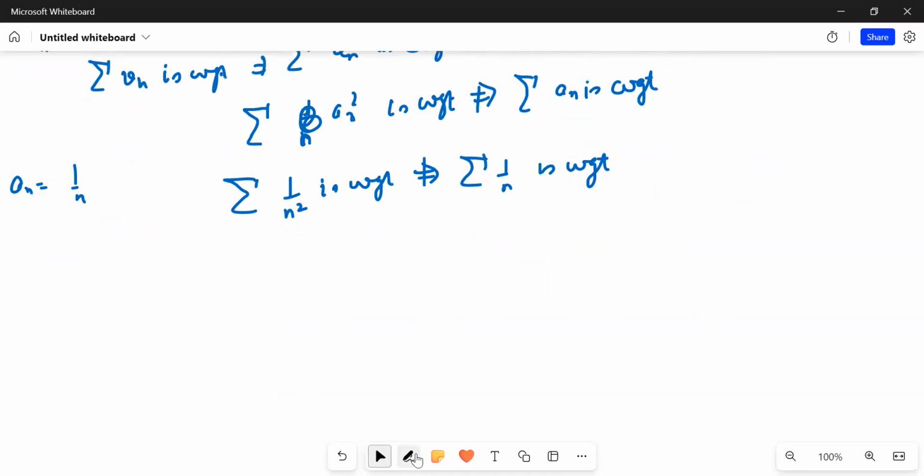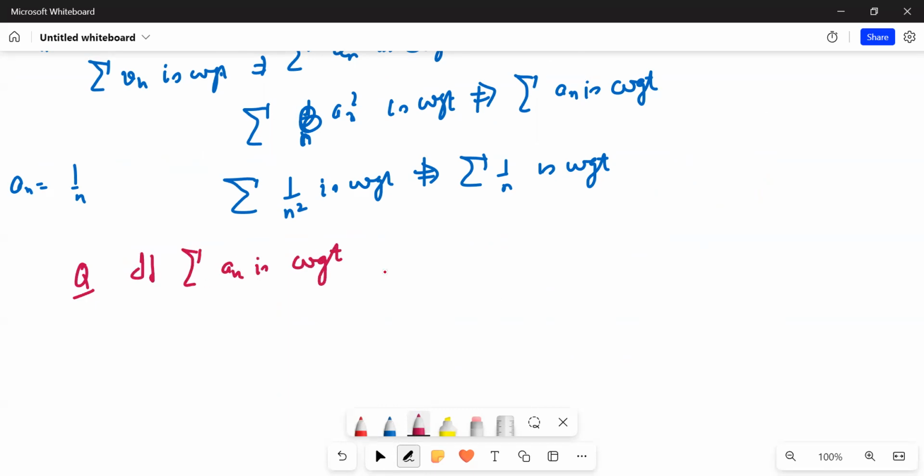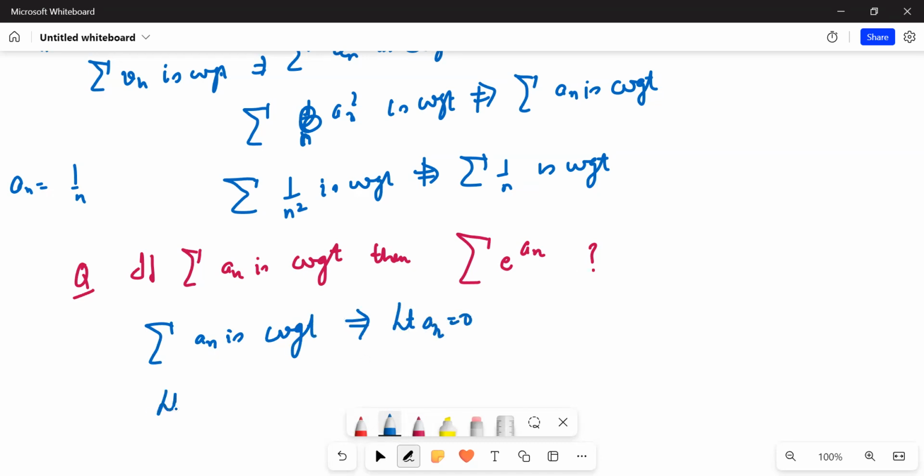Okay, this is one more. Now, if summation an is convergent, then what can be said about e to the power of an? Is it convergent or divergent? Now you see, if I'm saying that summation an is convergent, then it necessarily implies that an tends to zero. This is something that we have done.